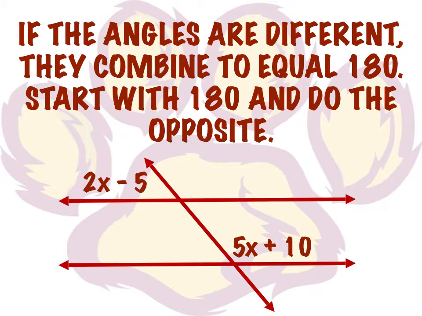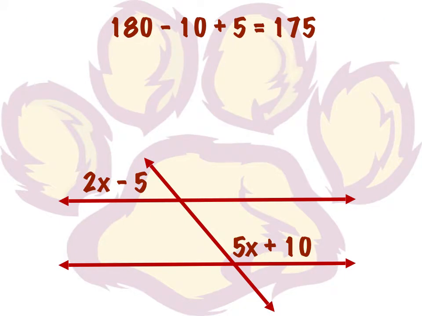Now if the angles are different, they combine to equal 180 degrees. So what we do is we start with 180 and we're doing the opposite. So first thing we do is get rid of any addition or subtraction. So we do 180, and like I said, doing the opposite, so minus 10 and plus 5.